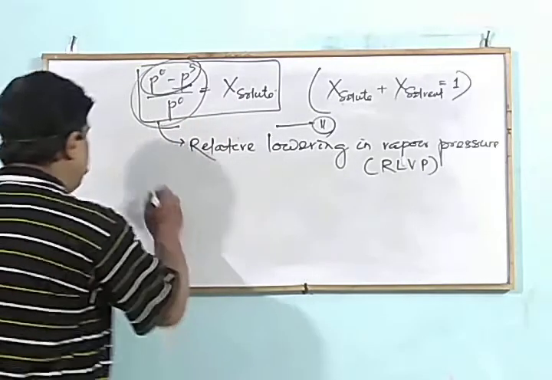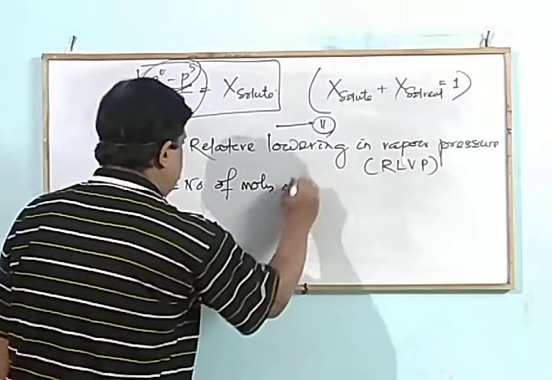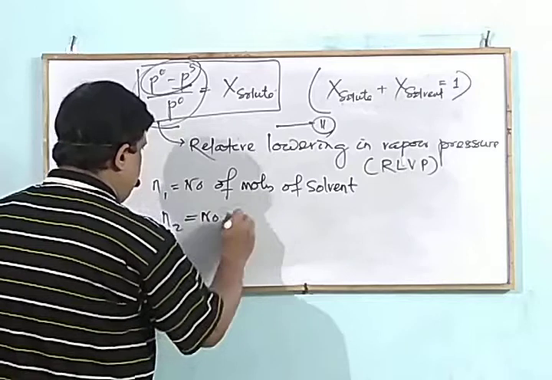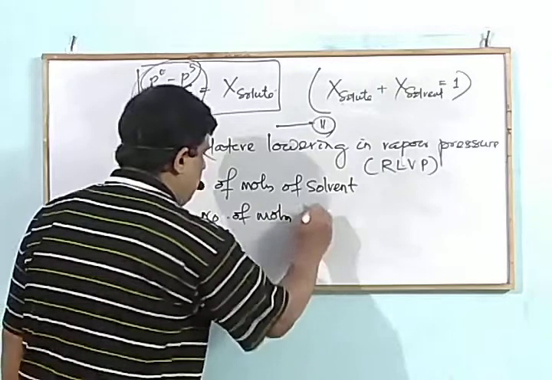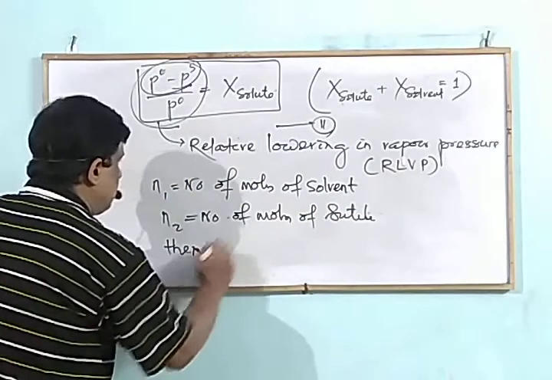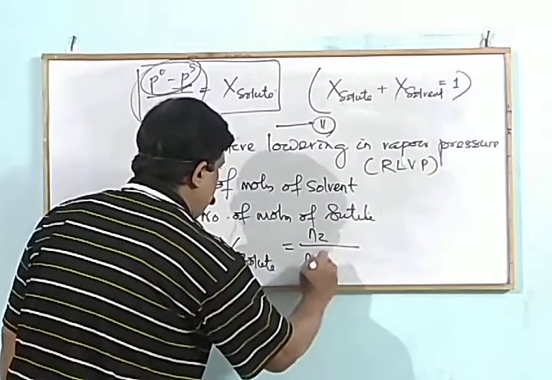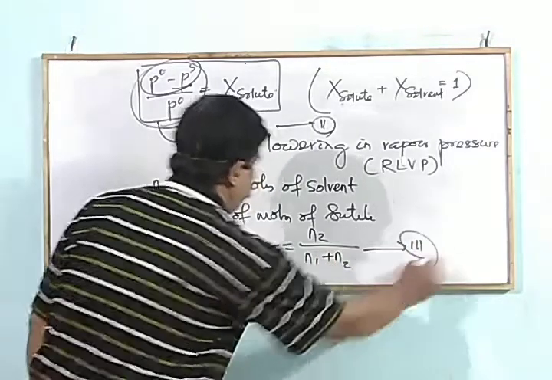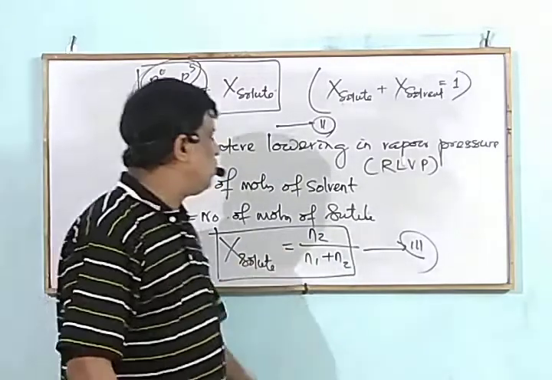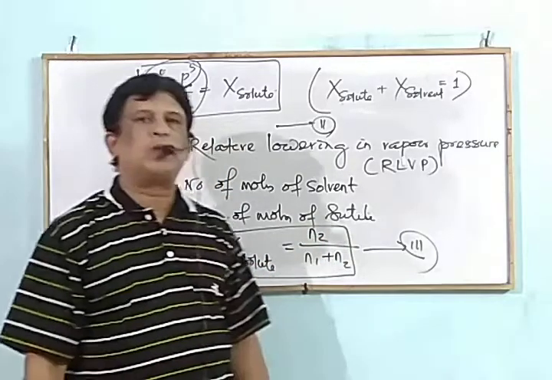If N1 is the number of moles of solvent, N2 is the number of moles of solute, then mole fraction of solute is equal to N2 by N1 plus N2, equation 3. We know mole fraction of one component is equal to number of moles of that component divided by total number of moles of the solution.